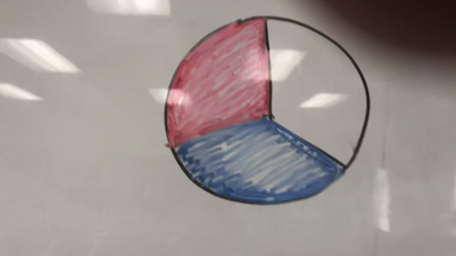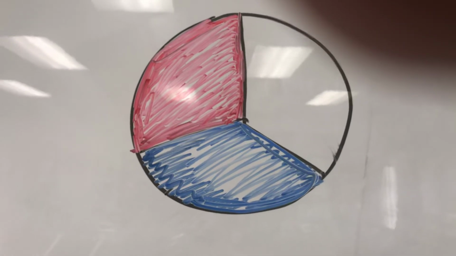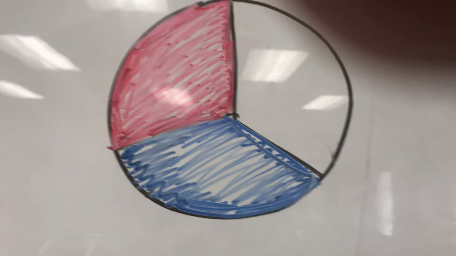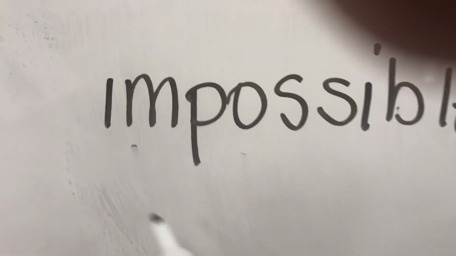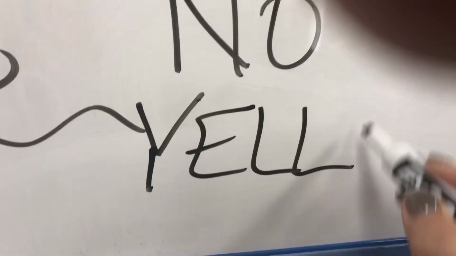If I ask the probability of you drawing a yellow or spinning a yellow, it would be impossible because there is no yellow. Therefore, we'd say 0 out of 3, which is impossible.